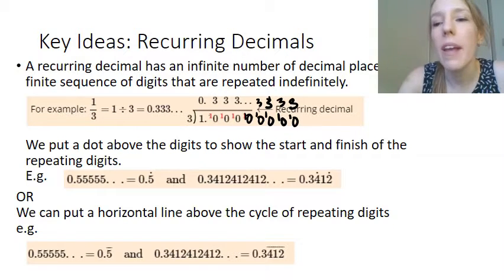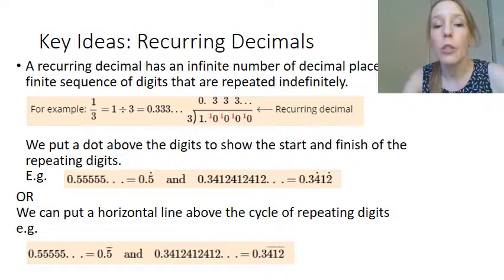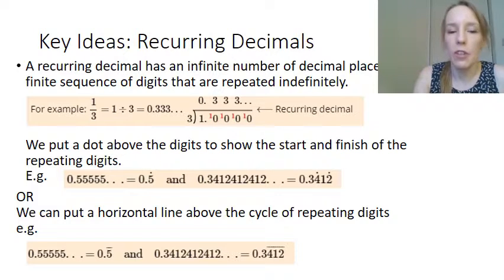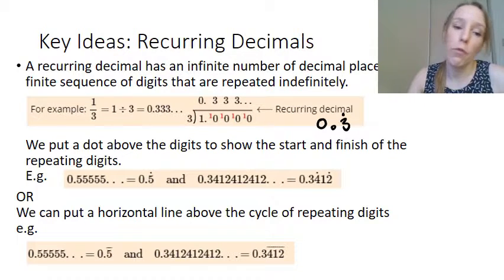The way we actually record recurring decimals, there's 2 different options. It's up to you which way you'd like to record it. You can put a dot above the digits to show the start and the finish of the recurring decimals. With our 0.3 example, it's recurring, so we can write 0.3 with a dot over the top, which means that that 3 is going to recur forever.